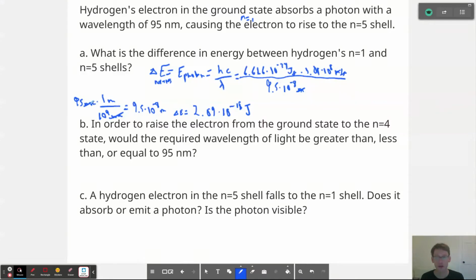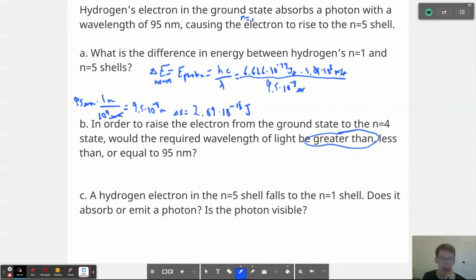So, next question is, in order to raise the electron from the ground state to the n equals 4 state, would the required wavelength be greater than, less than, or equal to the wavelength required to raise to the n equals 5 shell? Well, if we're only going to the n equals 4 shell, then there's going to be a smaller energy, which means that there will be a longer wavelength. So it will be greater than the 95.